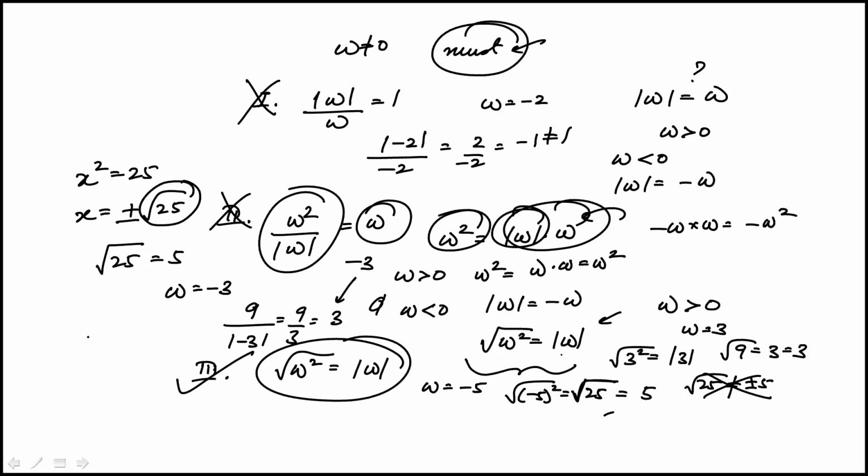And if we do the other side, absolute value of minus 5, that is also indeed 5. So this is an identity, it always holds true. So the answer is 3 only, choice B.